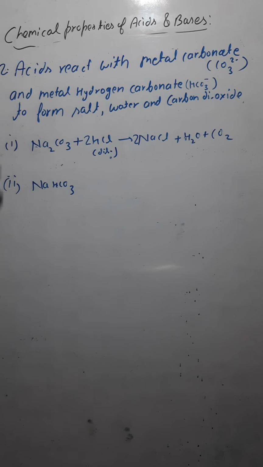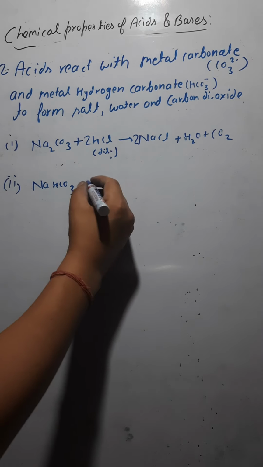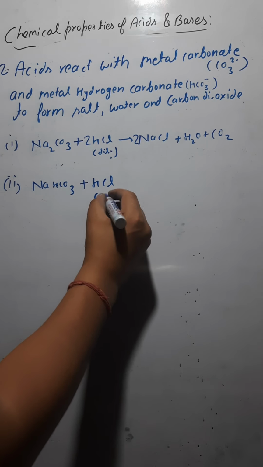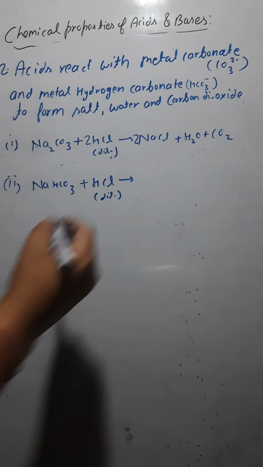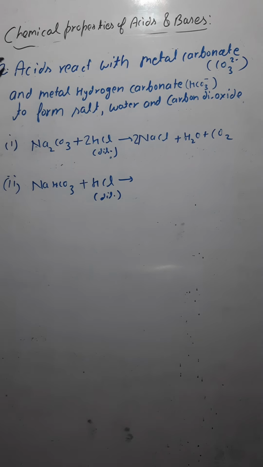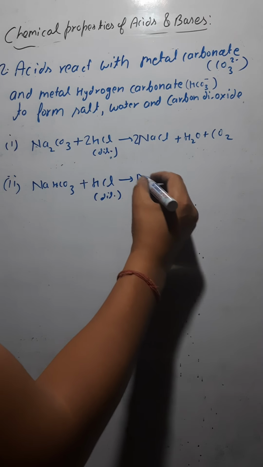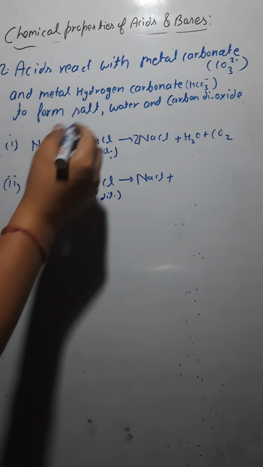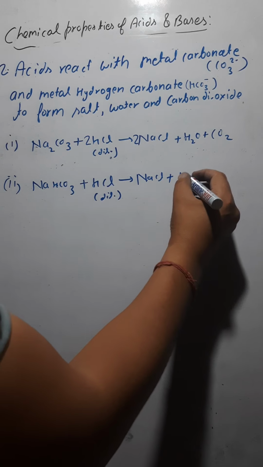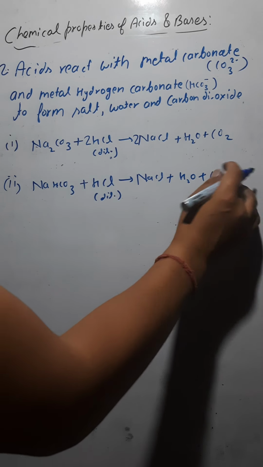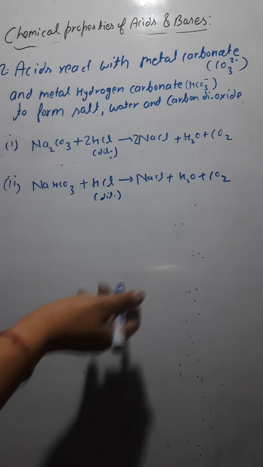So when metal hydrogen carbonate, meaning sodium hydrogen carbonate, reacts with acid, let's take the acid again as HCl, which is dilute. When these two react, again they form salt, water and carbon dioxide. What is the salt? NaCl is the salt here. Water means H2O. And carbon dioxide, that is CO2. Is it balanced? Yes, it is balanced.